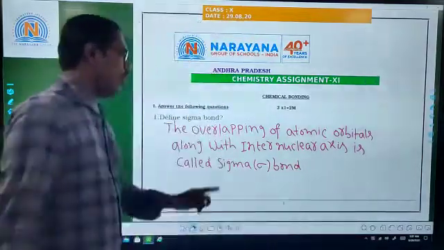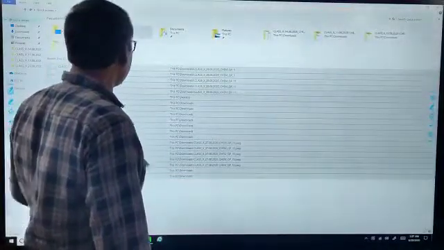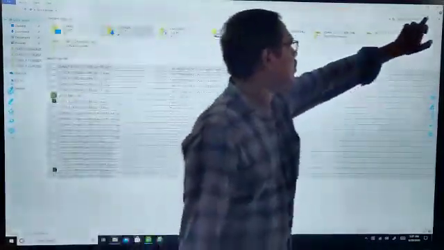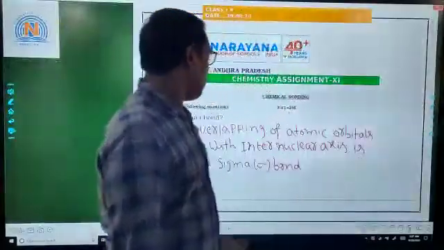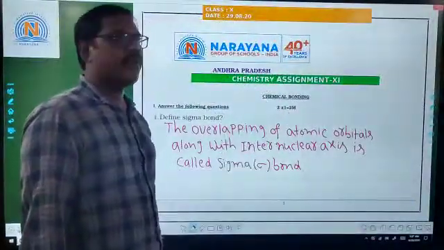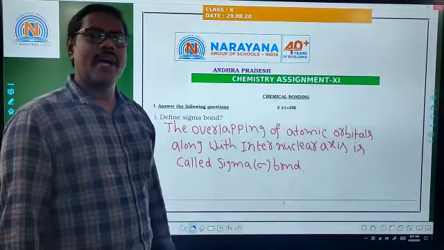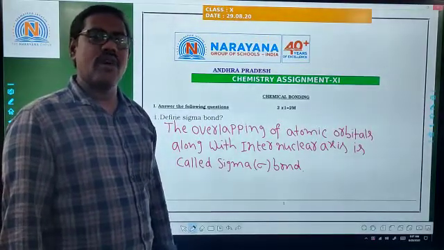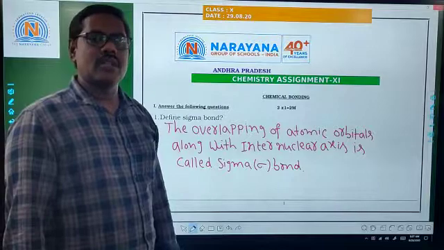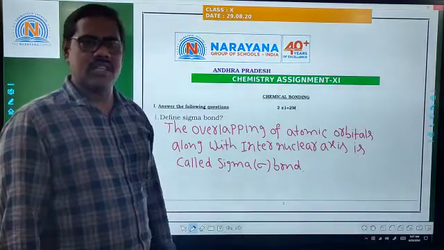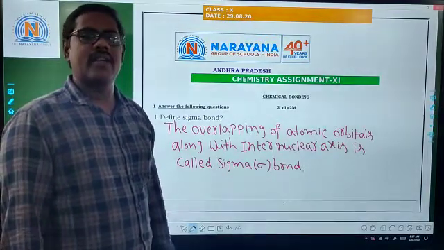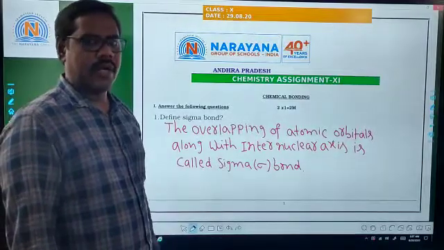Okay, here what is the internuclear axis? Internuclear axis means the imaginary line which joins the nuclei of the two bonded atoms is called an imaginary line.